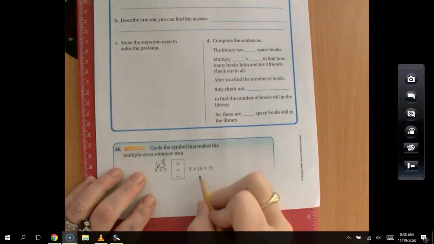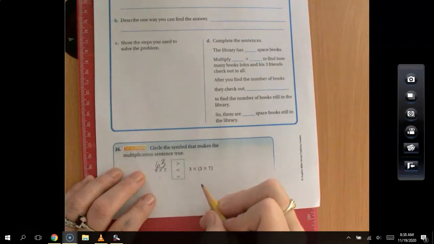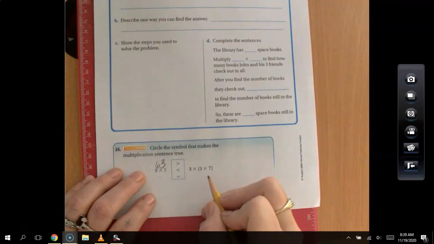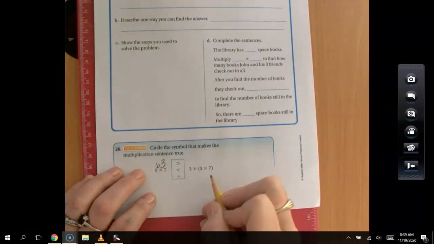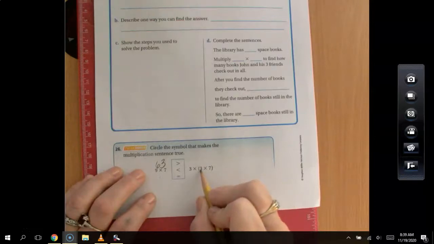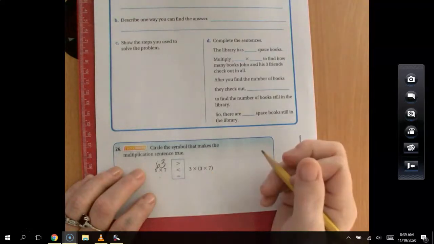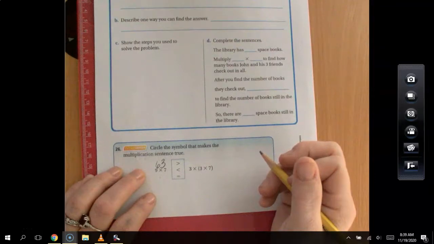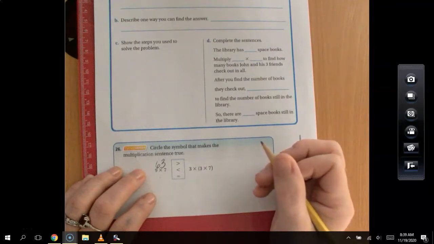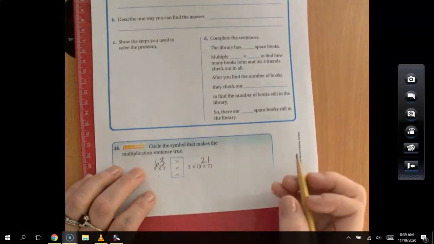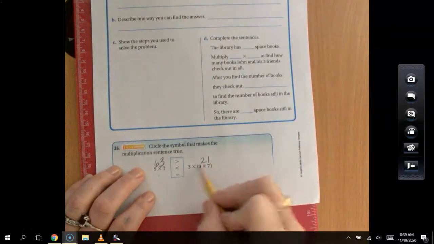Now I need to figure out my right side. Well, look at that. We haven't done that for a while. Remember, this is the associative property of multiplication. So you have to do what's in parentheses first. So what is 3 times 7? I have to do that first. 3 times 7. 21. Very good. Now it says 3 times 21.